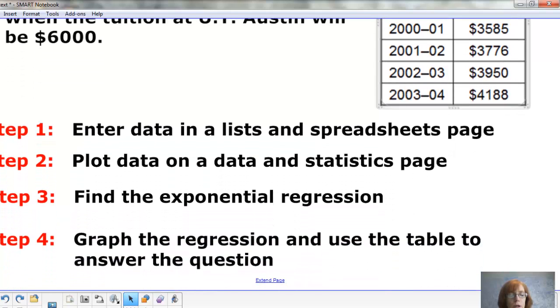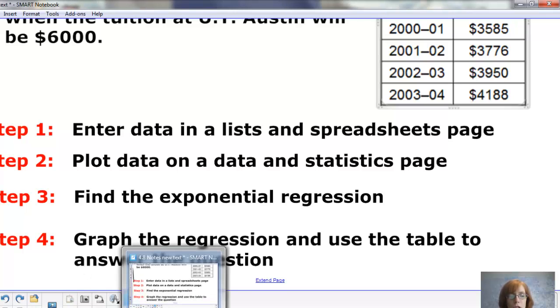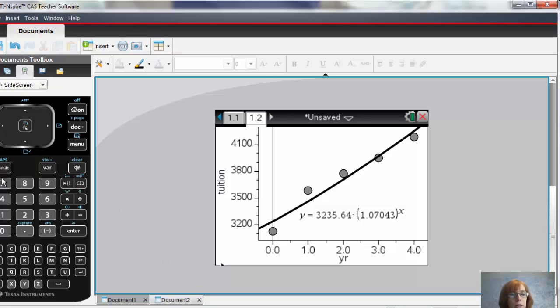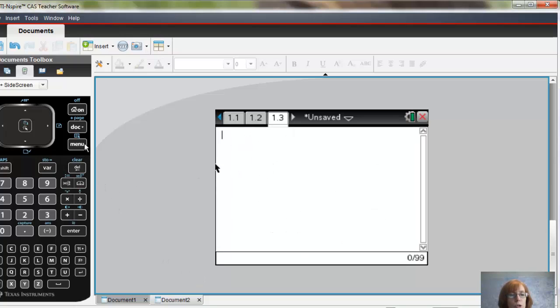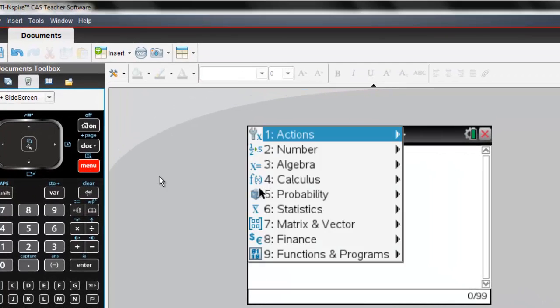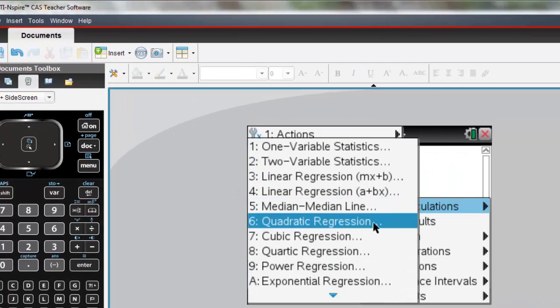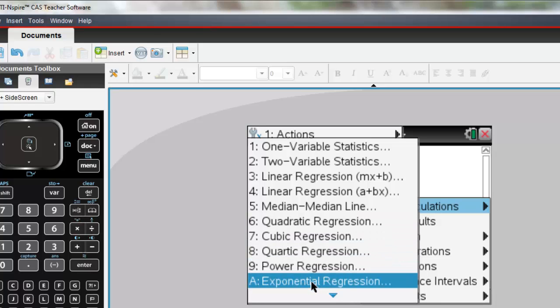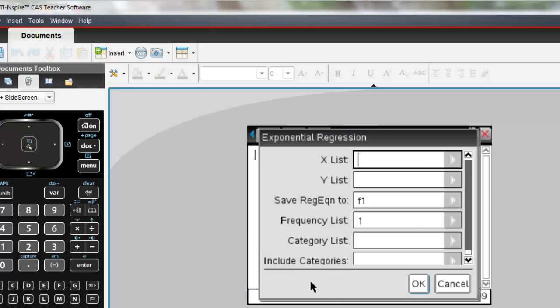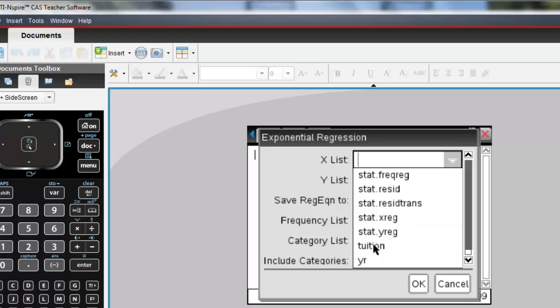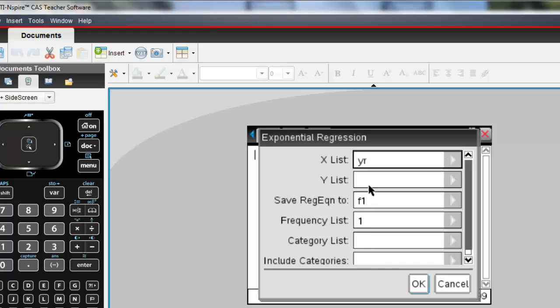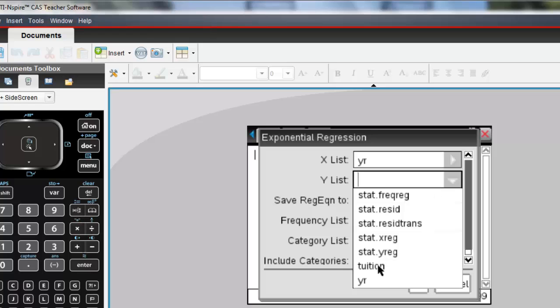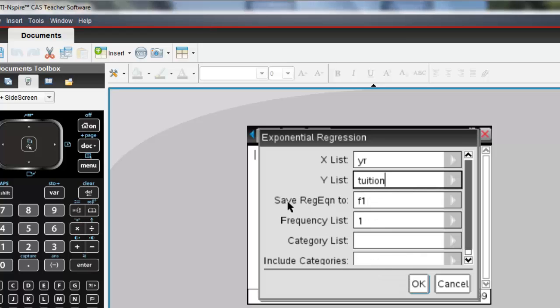Well, now that we found it, we're going to graph the regression equation and use the table to answer the question. You may want to go to a calculator page. Remember, we push the menu, again, menu, statistics, stat calculations, and I want the exponential regression, which is right here. So I'm going to click that. See where it says exponential regression up here? It's asking for the X list, which in our case is year, and it's asking for Y list, which is tuition. And notice it's going to save it to F1. That's the important thing. That's what we're doing this for.